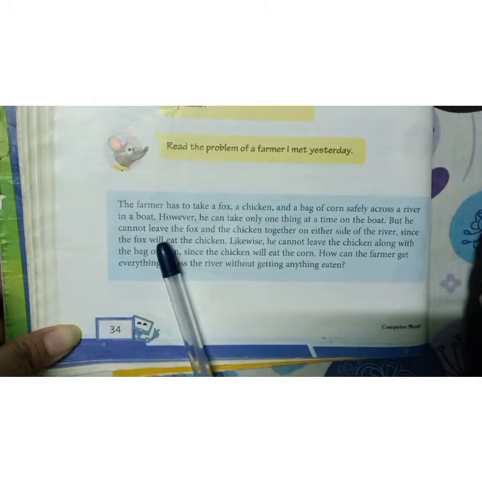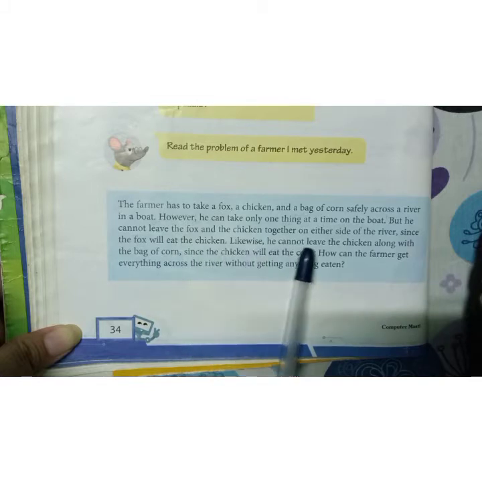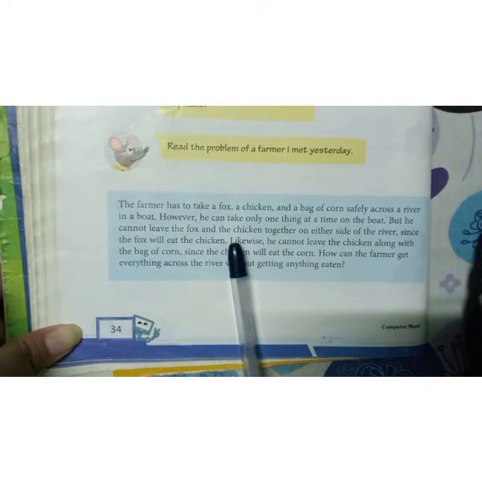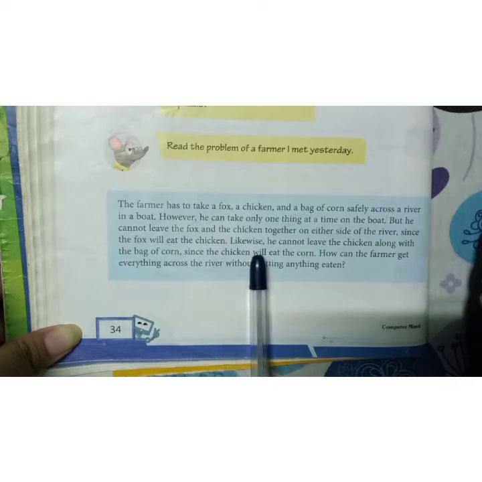But he cannot leave the fox and the chicken together on either side of the river, since the fox will eat the chicken. Likewise, he cannot leave the chicken along with the bag of corn, since the chicken will eat the corn. That means this is our second condition, that on either side of the river, the farmer cannot leave the fox and the chicken together, and the chicken and the corn together. This is our second condition. So I hope you are clear up to here. So let's see how this is solved.